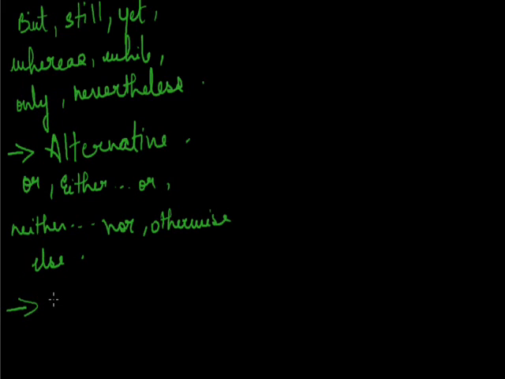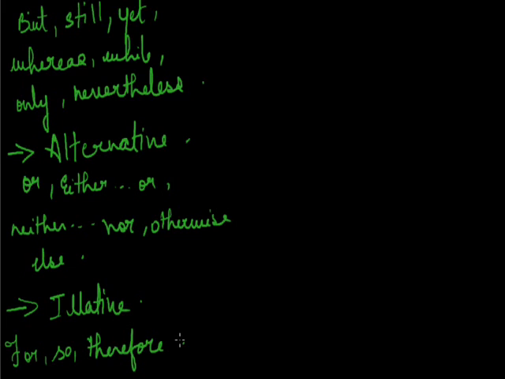Now the fourth part of coordinating conjunction is illative. Illative conjunctions are the conjunctions which express an inference, and the conjunctions which follow are for, so, and therefore. For example, if I give you a for: I'll prefer to go by air, for the train will take a long time. Now here, I repeat my statement: I'll prefer to go by air, for the train will take very long. So this is the example of an illative conjunction.